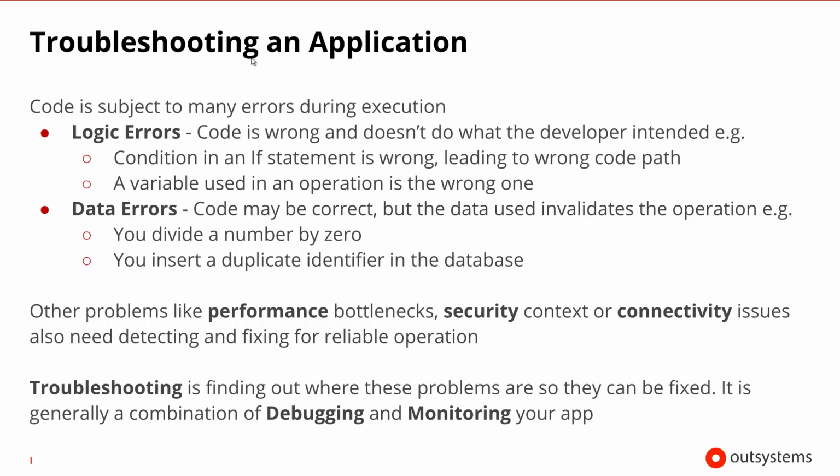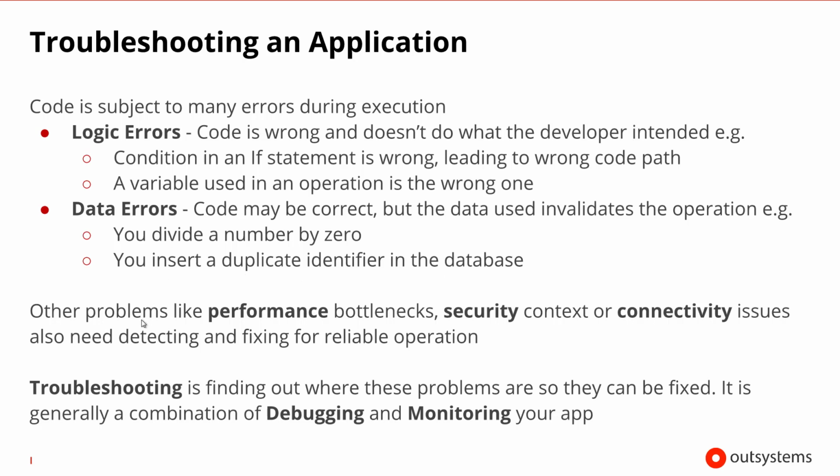So if we think about troubleshooting an application, our application code could have different types of errors that will occur during execution. Sometimes these errors are logic errors, where our code is wrong and doesn't do what we expect it to do. And other times there are data errors, where our code may be correct, but the data that we're using makes it invalid, like inserting a duplicate identifier into a database. So these are certain types of errors that are easy for us to find.